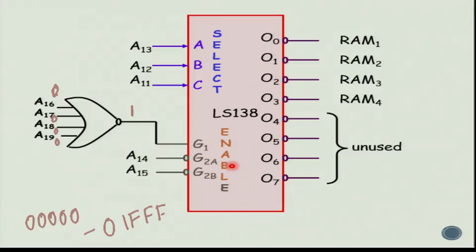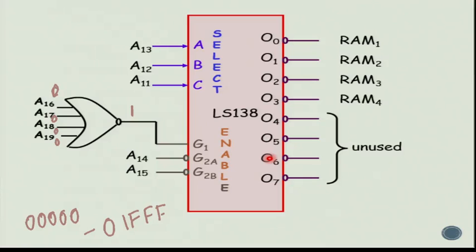This decoder is going to be enabled because A14 will be low, A15 is going to be low, as well as A16 to A19, all of them low. So this is used for enabling the decoder. Now one thing you will notice is we have used all the address lines here.